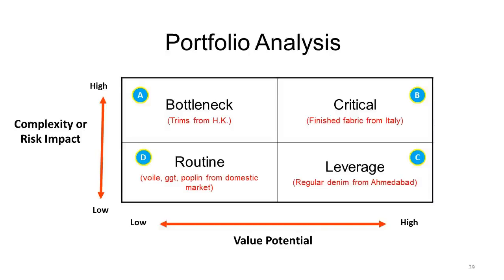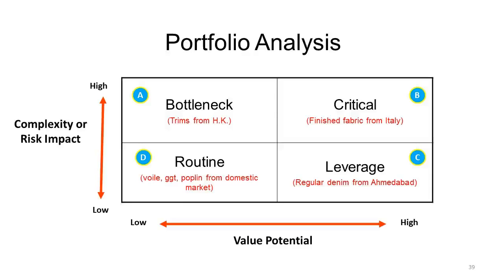Now we have 4 quadrants: A, B, C, and D. Now A is where the complexity is high but the value is less. B is where the complexity is high and the value is very high, which is the most risky, critical. A is bottleneck because the value is less but the complexity is high. If you look at C, the value is high but the complexity is less, and D is where the complexity is less and the value is also very less. So it's very routine, and it's something which is least critical, and people don't really bother about it because the value is very less and the complexity is also very less, which means it's very easy to handle.